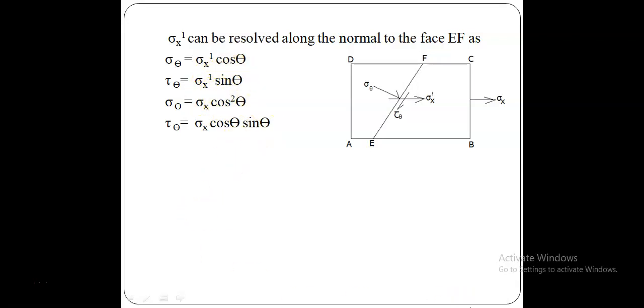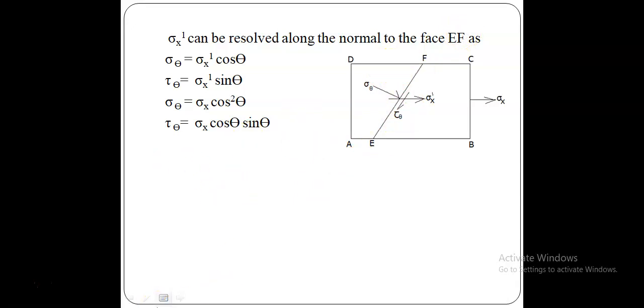So these two, sigma theta and tau theta, are the normal and shear stress acting on this inclined plane due to the sigma x applied. Because of this sigma x, what are the normal and shear stresses acting on this inclined or oblique plane EF? That is what we have found.